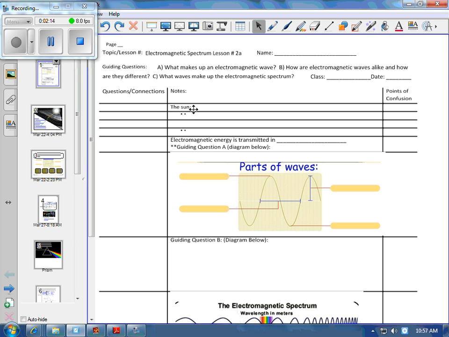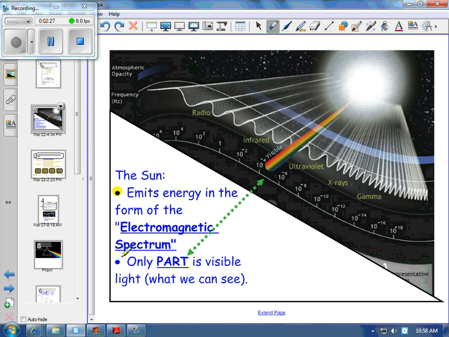I will go back to the note sheet where it says the sun on your paper. There are 2 sets of bullets. You will write the information right here on those 2 bullets. So the sun emits energy in the form of the electromagnetic spectrum, and only part of it is visible light, what we can see. I am going to move on, but obviously if you need to pause here to write that down, go ahead and do so.